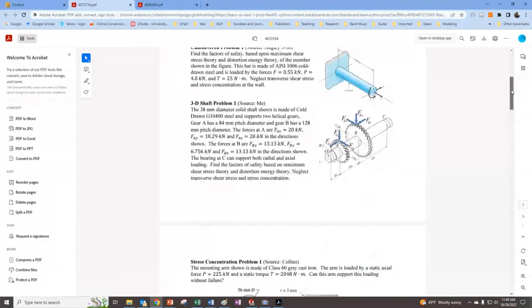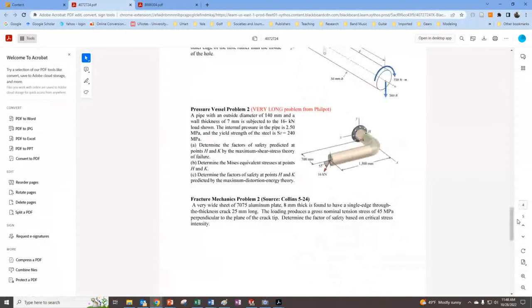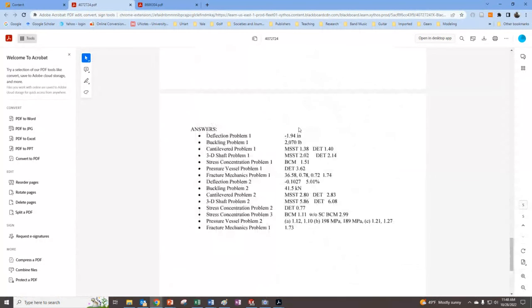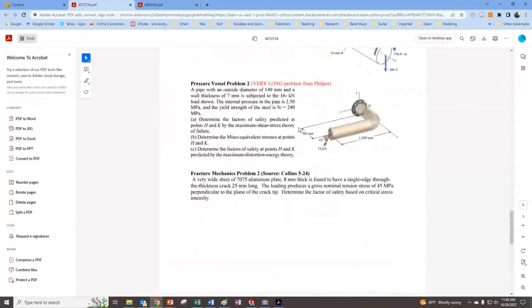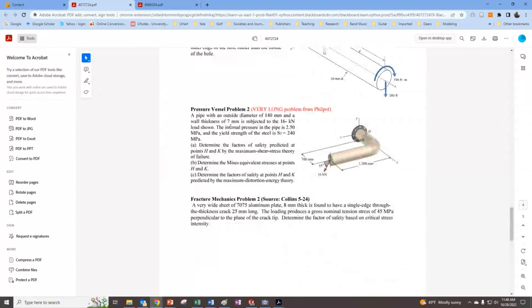But here's the problems that I have to try to assist you in starting. Oh, here's a pressure vessel problem. I'm not sure if I solved that one or not. I think I call this pressure vessel 2 problem 2. Yeah, but that's like a very long problem.